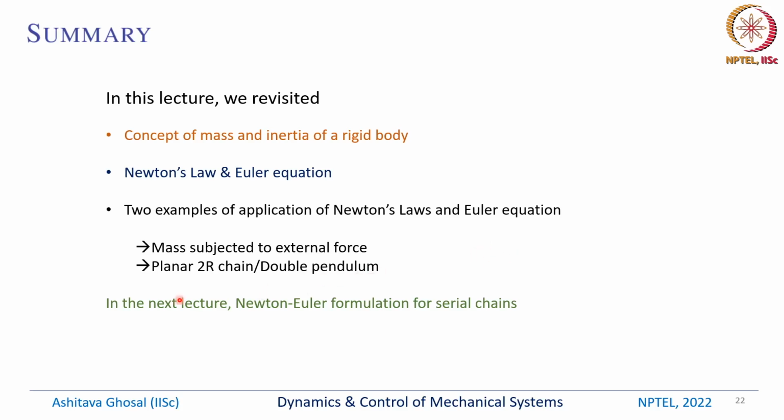The second example was a little bit more complicated. It was a planar 2R chain or a double pendulum, and I showed you how, using basic mechanics and the concept of free body diagram, we could derive the equations of motion. In the next lecture, an algorithmic form of the Newton-Euler equations, called the Newton-Euler formulation for serial chains, will be discussed.